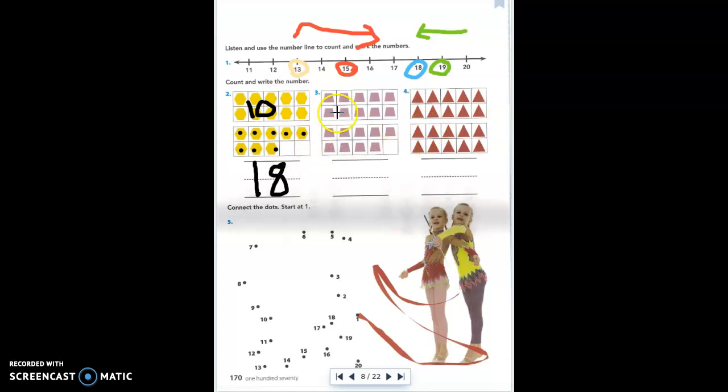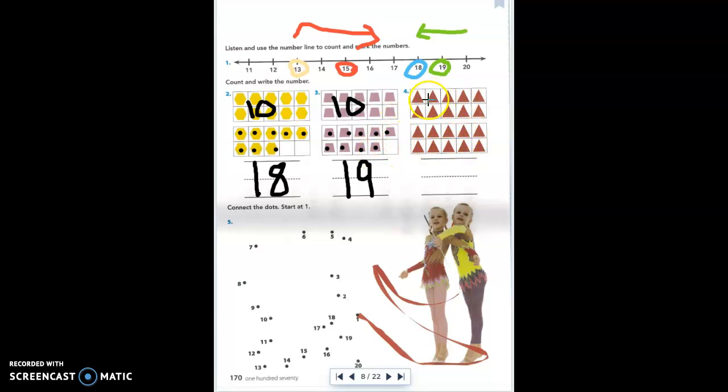With this one, number 3, here's my set of 10, so I know that's 10. I'm just going to count on from there. 10, 11, 12, 13, 14, 15, 16, 17, 18, 19. Another way I could have done that is I could have looked at my 10 frames here, and notice there's just one missing, and 1 less than 20 is 19.